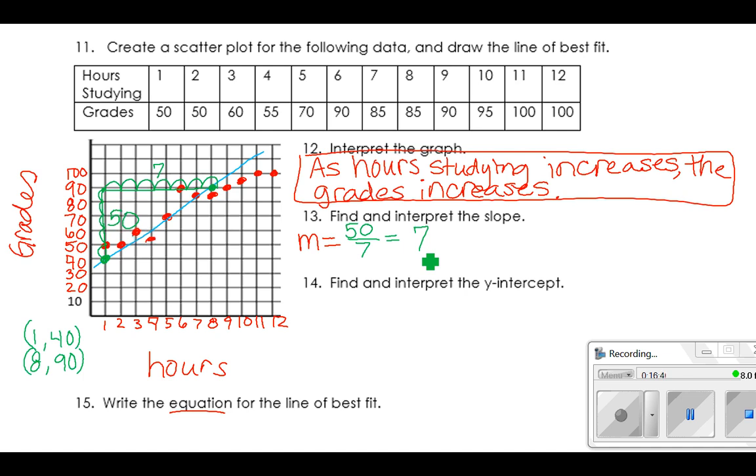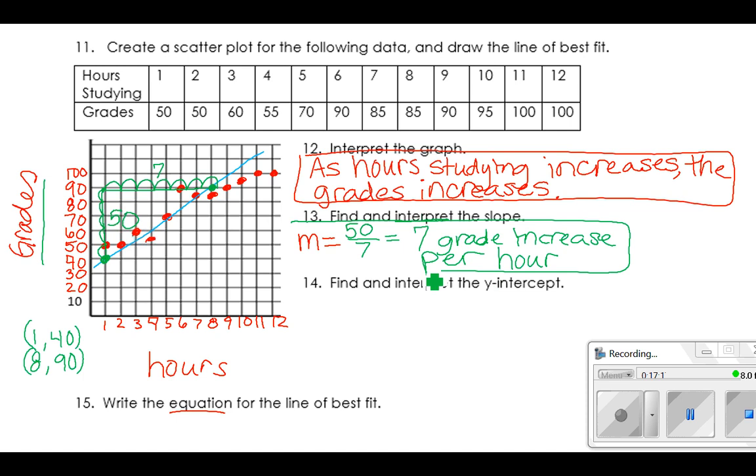So 7 is the m, but it also says we have to interpret what that means. M is y over x. So y over x means y per x. The y is grades. So 7 grade increase per the x, which is the hour. So per hour. So every hour you study, every hour you add on that you're studying, you're going to go up 7 points. So that is our m and the interpretation.